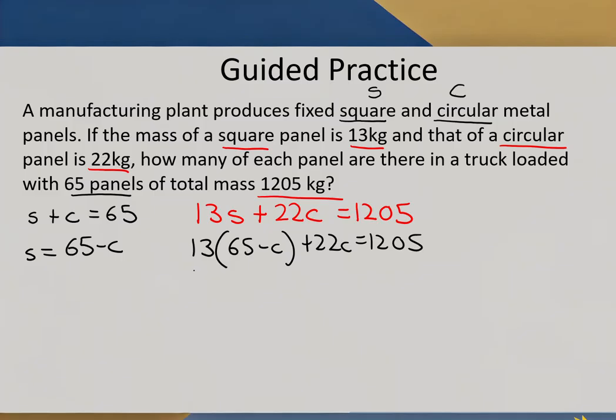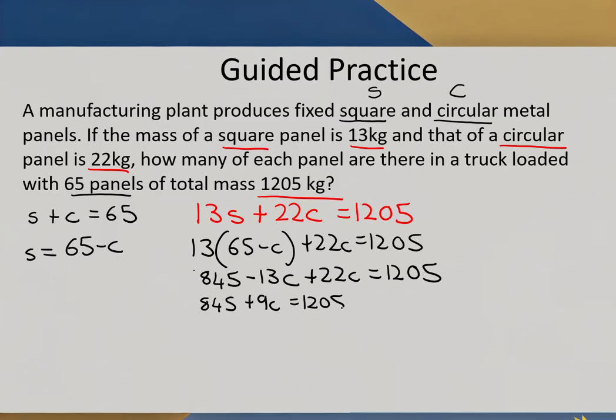We just need to multiply 13 by everything. So 13 times 65 is 845. 13 times negative C is negative 13C plus 22C equals 1,205. I'll simplify my like terms on my left-hand side. So negative 13C plus 22C is equal to 9C. So 845 plus 9C is equal to 1,205.